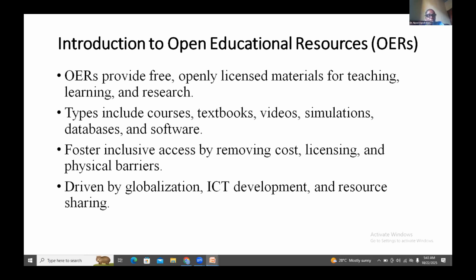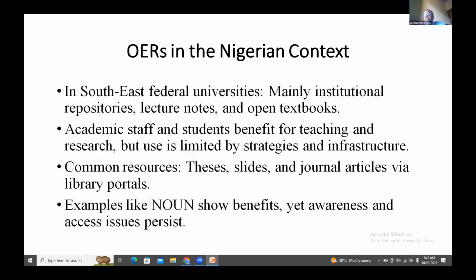The resources are intended to foster inclusive learning, driven by globalization and ICT development, and sharing of resources without any barrier at no cost. In Southeast Nigeria, the 5 federal universities we have, their OER is mainly institutional repositories, lecture notes, and open textbooks. Academic staff and students have more to gain from OER, provided they can access the resources through the requisite technology infrastructures. They can also use these valuable resources to facilitate teaching, learning, and research activities.